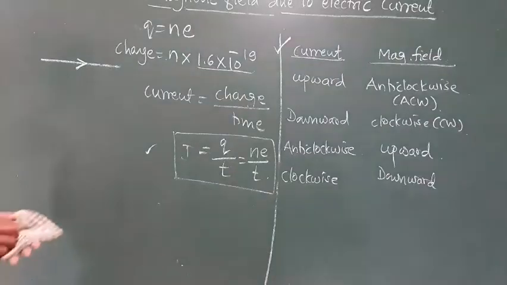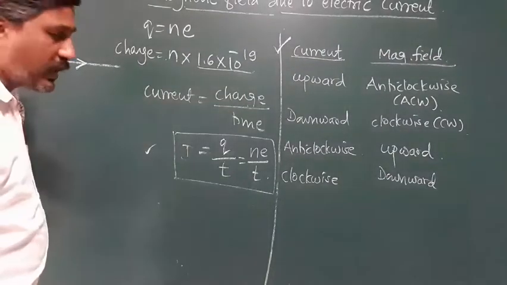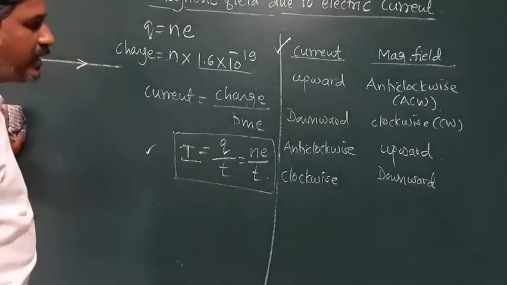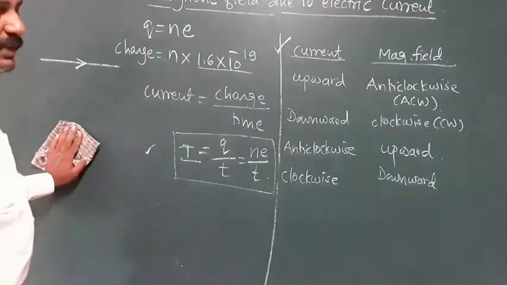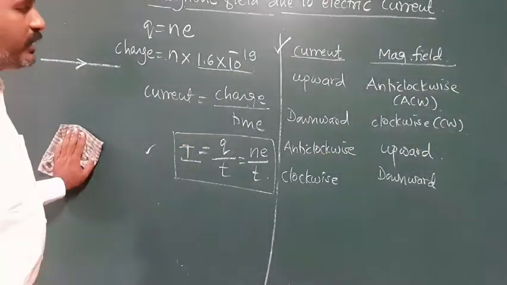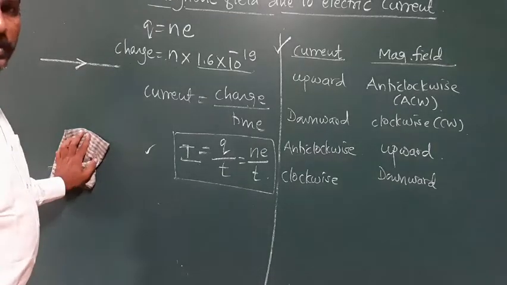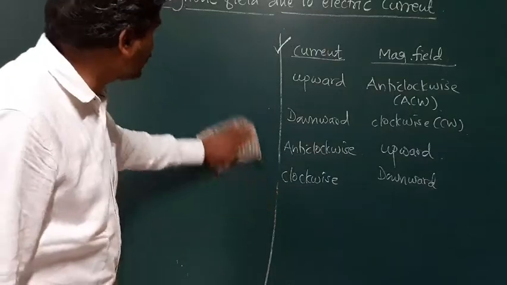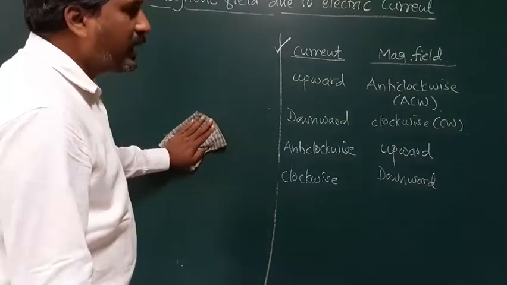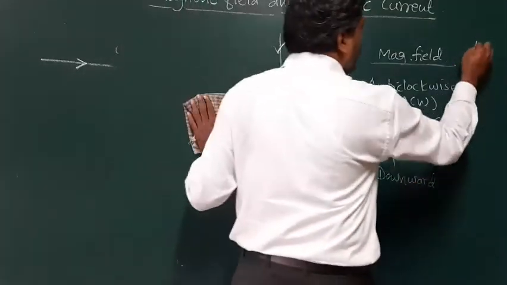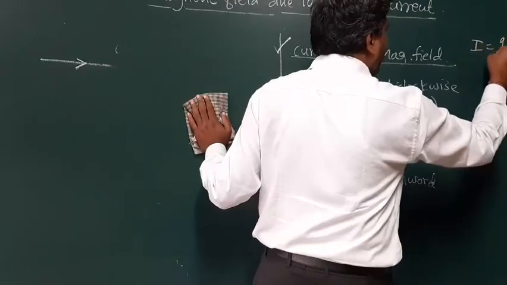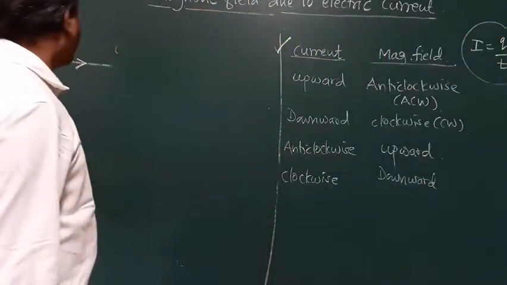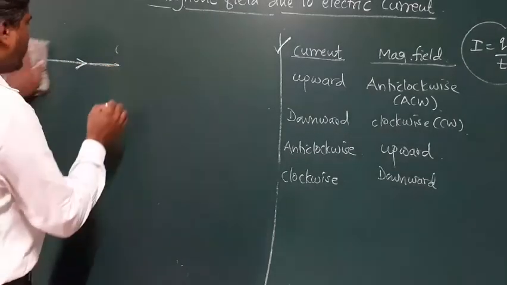When the current is flowing through the conductor, then that current is given by I equals Q by T or NE divided by T, where E is the charge on one electron, which is 1.6 into 10 raised to minus 19. That one formula is important. So I am writing here I equals Q by T. This is one required formula. Now come to this one.